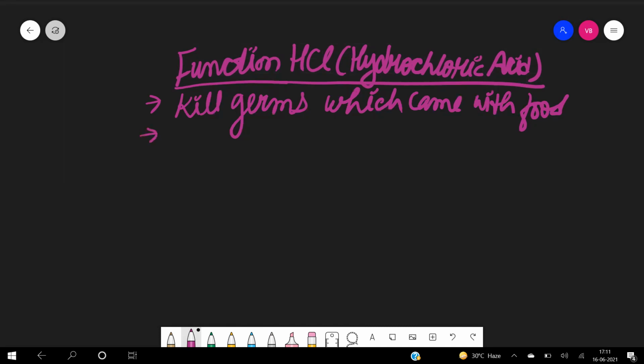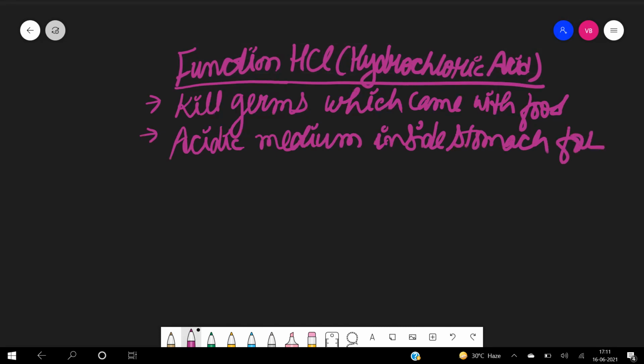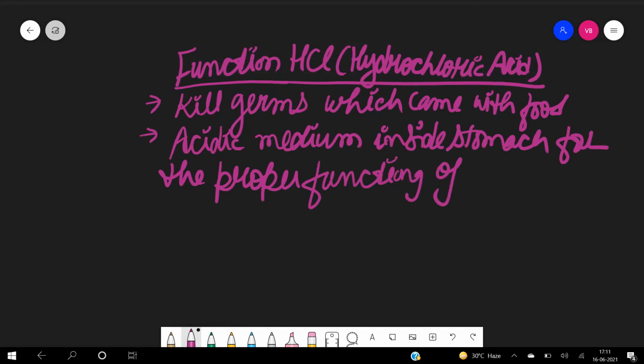The second thing, HCl will make the acidic medium inside the stomach, so that for the proper functioning, for the activation of digestive juices, for the proper functioning of digestive juices or gastric juices especially. So these are the two important functions of hydrochloric acid.